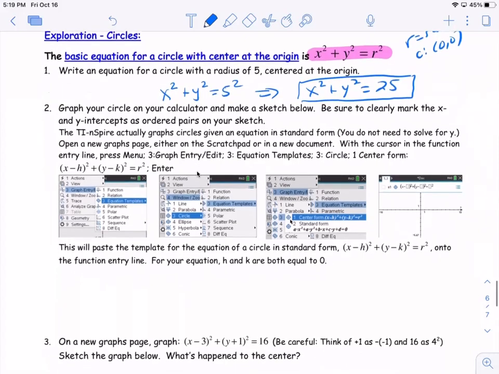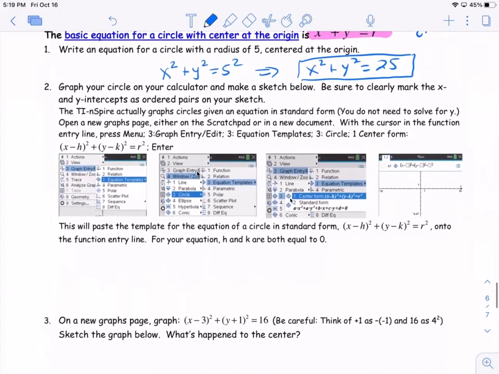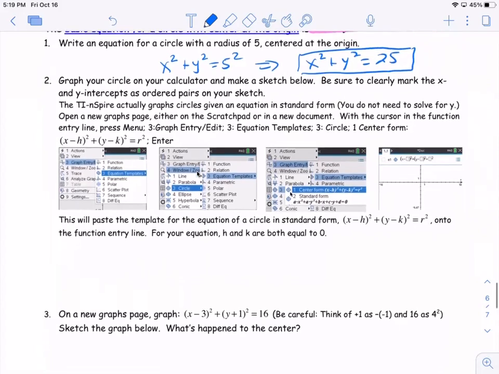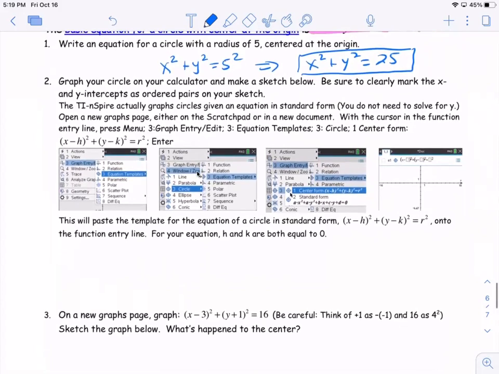Number 2 here asks us to graph this circle on our calculator and then make a sketch, clearly denoting the x and y intercepts as ordered pairs on the sketch. So we're going to put a coordinate plane there. And now I'm going to share my screen to show you how we can enter this into our graphing calculator.